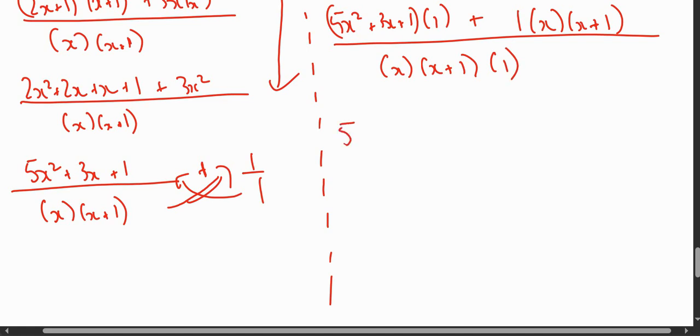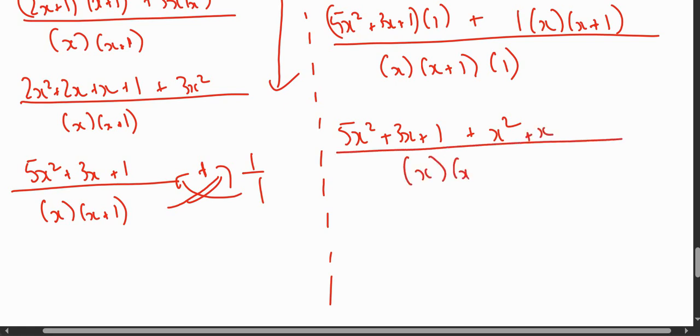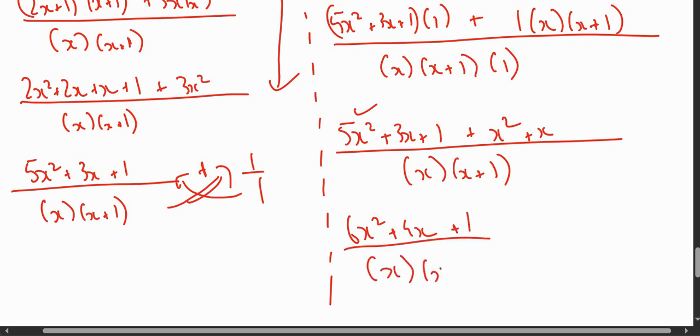So this becomes 5x square plus 3x plus 1. Because I multiplied it with 1, it has no impact. Plus 1 multiplied by x is x multiplied by x is x square, plus x multiplied by 1 is x, upon x bracket x plus 1. Disregard the 1 because it will have no impact anyway. 5x square plus x square is 6x square, 3x plus x is 4x, and then you have plus 1 upon x bracket x plus 1.